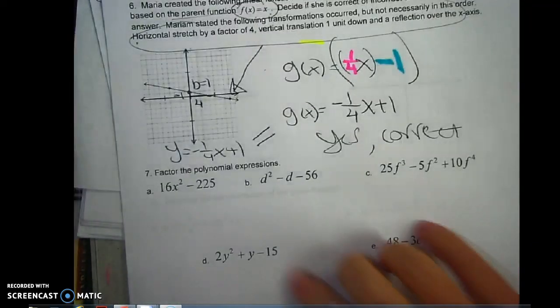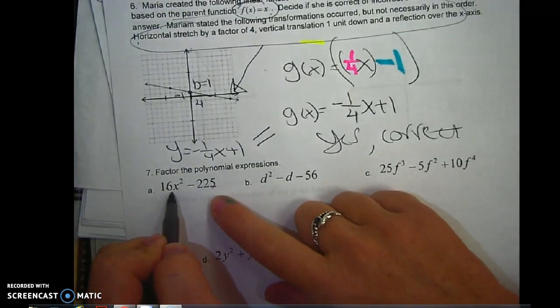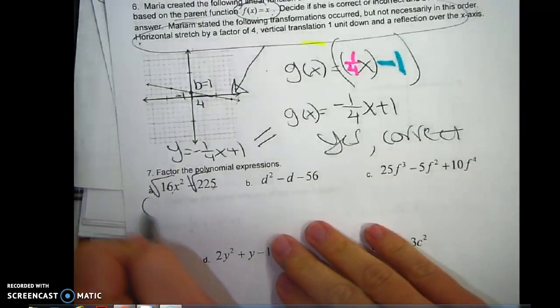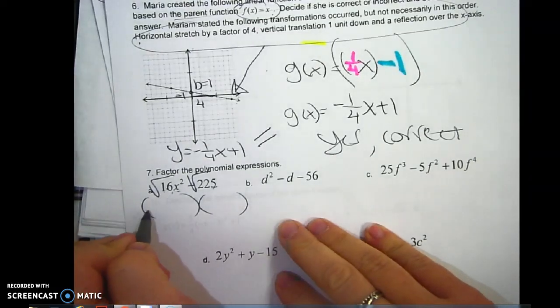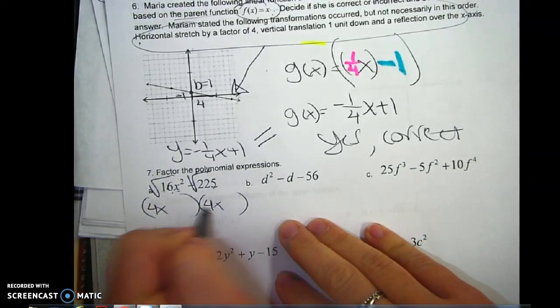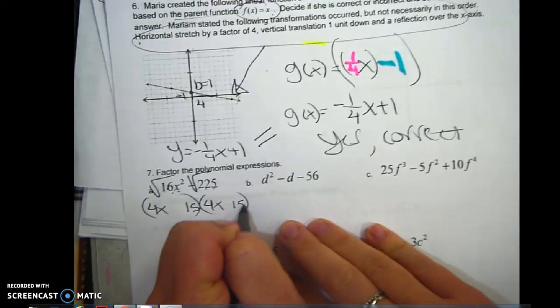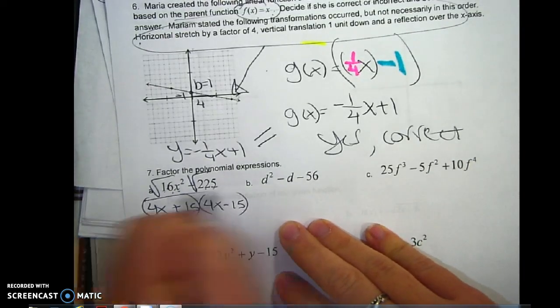All right, factoring. There's 2 of them. You can square root both. Square root of 16x squared is 4x. Square root of 225 is 15. One gets a plus, one gets a minus.